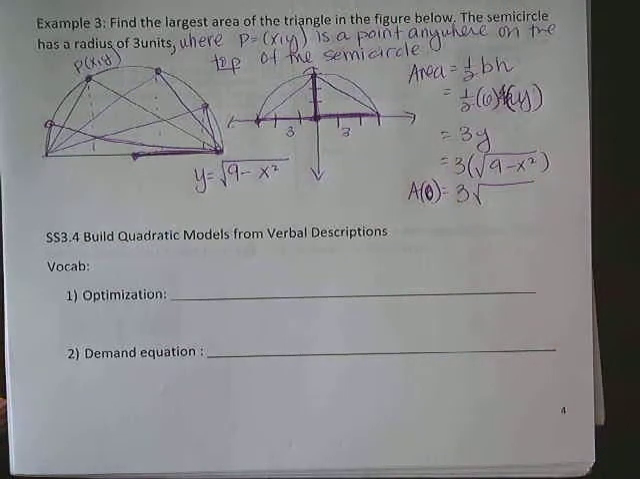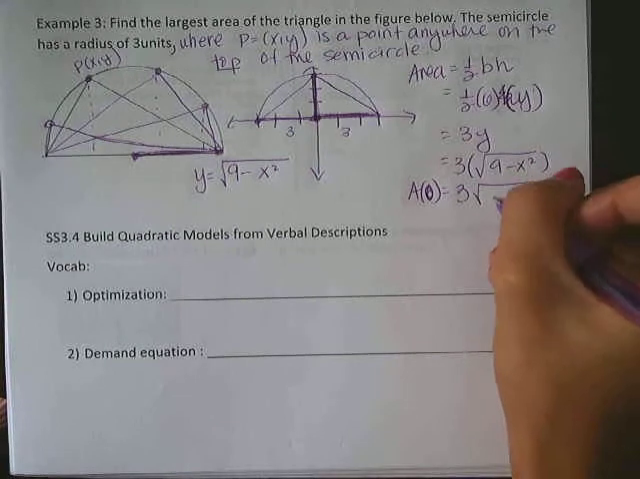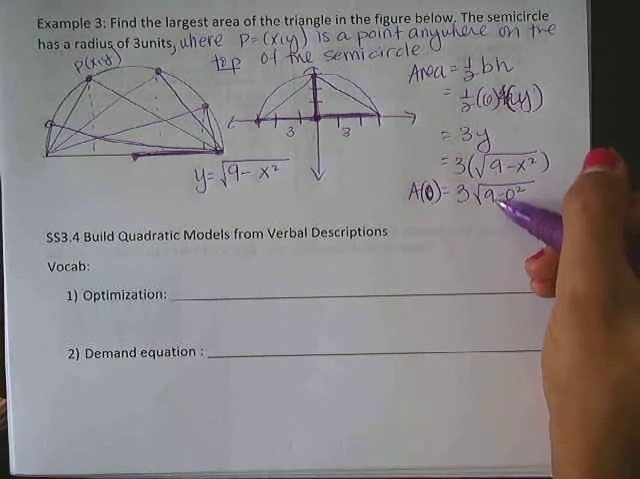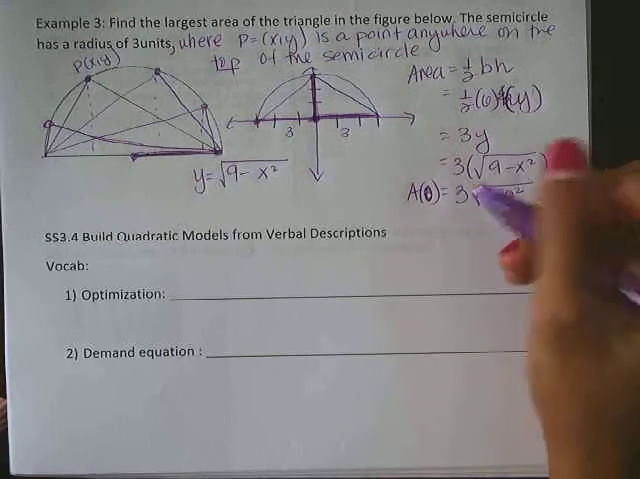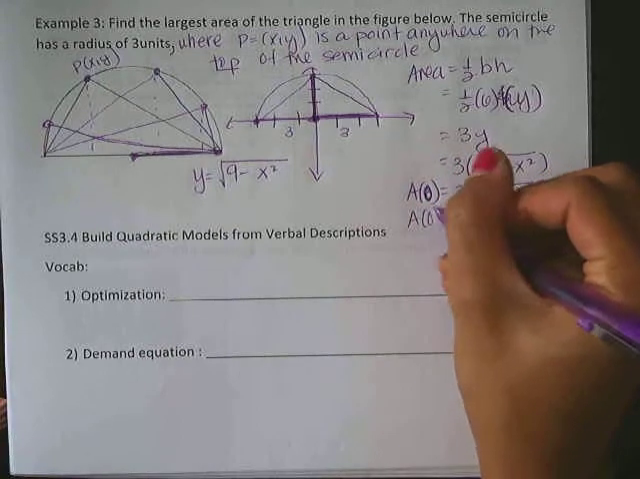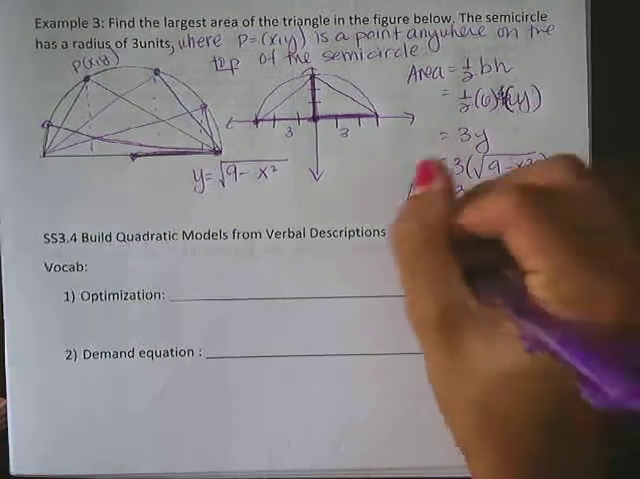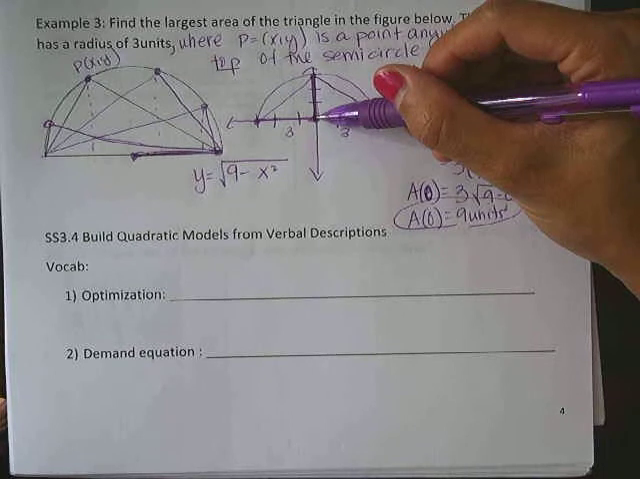So technically my height should be 3 by mathematics, 9 minus 0 squared, that's going to be square root of 9, and square root of 9 is 3. 3 times 3 is going to be 9 units squared. So when x is 0, I'm going to have an area of 9 units squared.